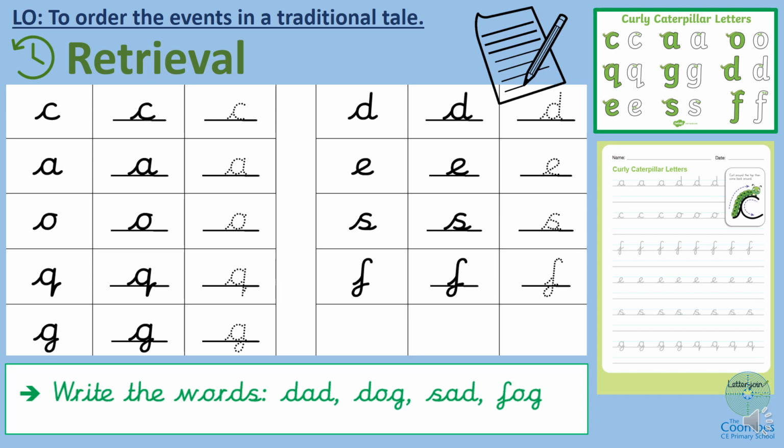With the letters, you always need to make sure that you start on the line and that the writing sits on the line as well. So we always need to do our lead-ins and our lead-outs of each letter. So with this activity, you can practice your letters by just drawing them on a piece of paper, or you can print off our curly caterpillar letters from Letter Join and you can practice on that.